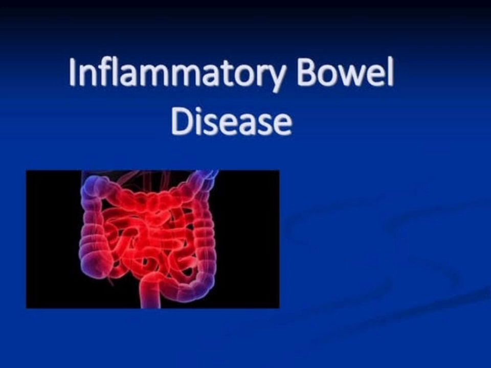Jaundice in Crohn's disease: causes are primary sclerosing cholangitis, autoimmune hepatitis, drug toxicity especially methotrexate, gallstone, and infective hepatitis. So why does jaundice occur in Crohn's disease? Methotrexate, sclerosing cholangitis, autoimmune hepatitis, drug toxicity, gallstone, and infective hepatitis.